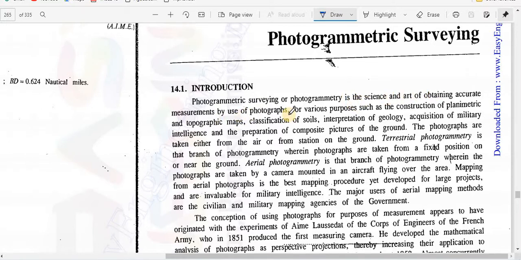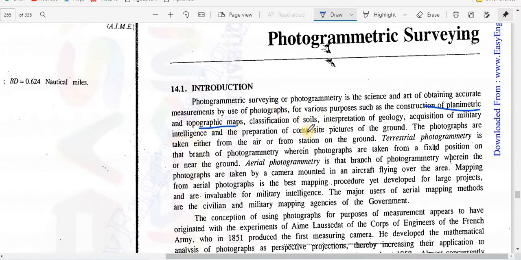So basically, with the help of photographs we are doing some measurements, and we can find out how much distance there is between two points, or any other thing, for various purposes such as construction of planimetric and topographic maps. So it is used for a variety of purposes, that is, planimetric and topographical maps.